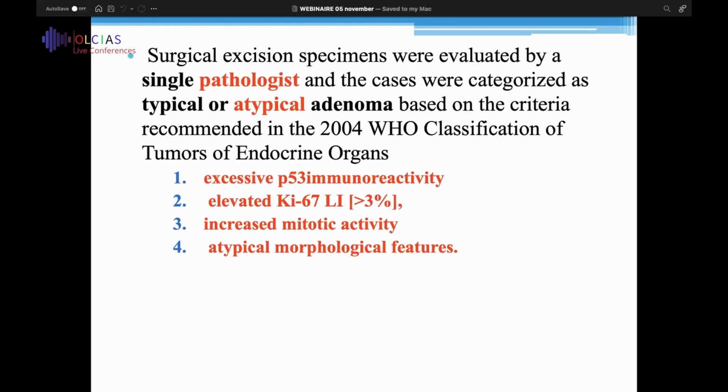Next slide. The surgical excision specimens were evaluated by a single pathologist, and the cases were categorized as atypical or typical adenoma according to the 2004 WHO classification. The criteria are excessive p53 immunoreactivity, elevated Ki-67 labeling index of more than 3%, increased mitotic activity, and finally, atypical morphological features of pituitary adenoma. This is the fourth criterion that we used in order to categorize typical adenoma from atypical adenoma.